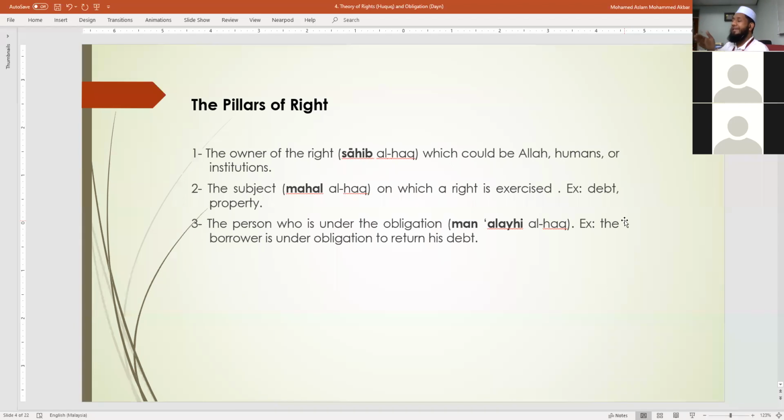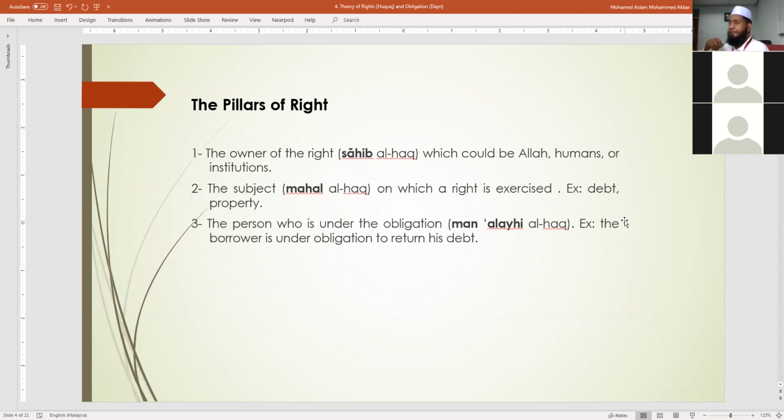So now, between Allah and human, who will become man alayhi al-haq? The human will become man alayhi al-haq, the person who is supposed to fulfill the obligation. The second example has father and son. The son will become the owner of the right, but the father will become the one who is under the obligation. All right? Okay.